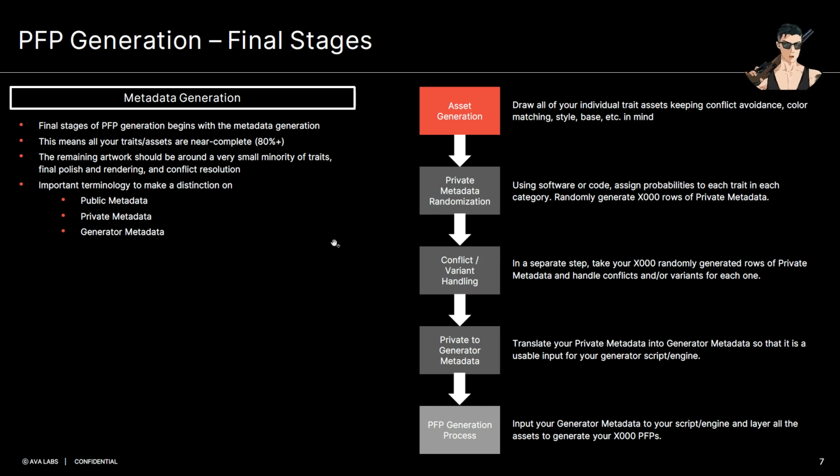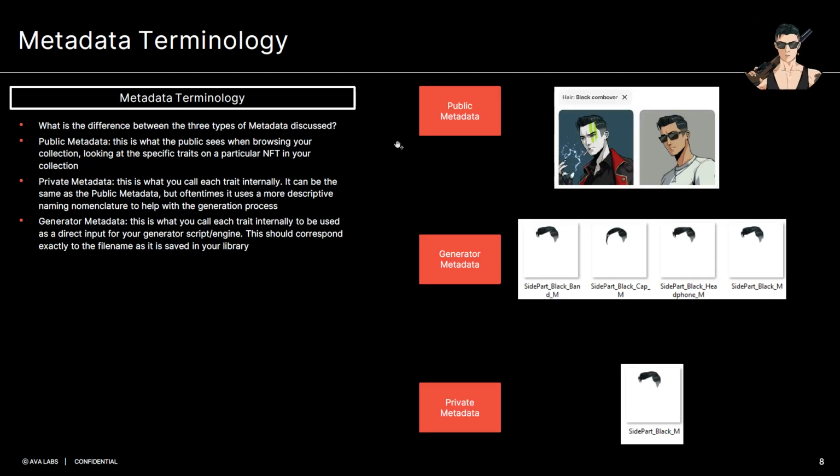So you'll see in one generation, you'll actually have generator metadata, private metadata, and public metadata. And the difference between those is just how you organize it internally versus how your software or your script recognizes these names and certain appendices that tell them what variant or version of this trait it is. And then finally, the public metadata, which is what you want everyone to see on marketplaces when they're filtering for traits, looking at your collection and whatnot.